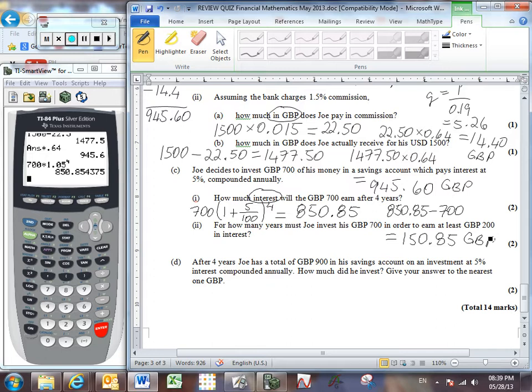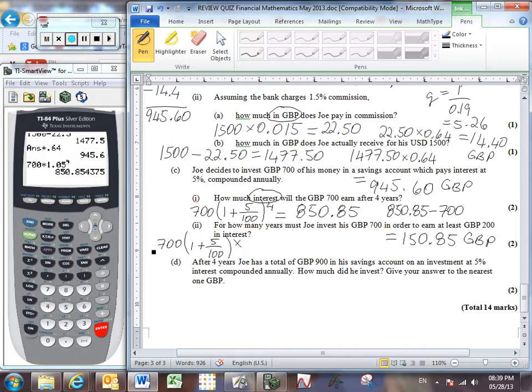For how many years must Joe invest his 700 British pounds in order to earn at least 200 British pounds in interest? Okay, so the 700 original British pounds we know is growing at a rate of 5% per year. I don't know how many years it is, but this will represent the actual amount of money in his bank account.